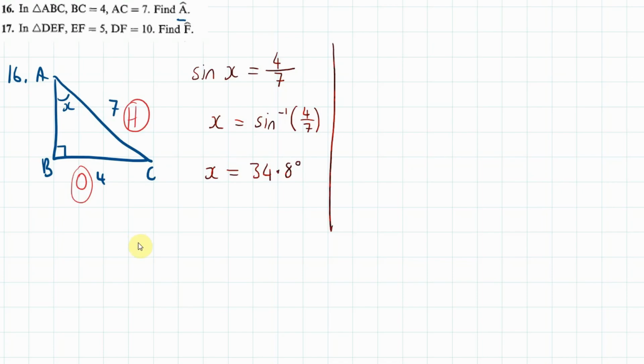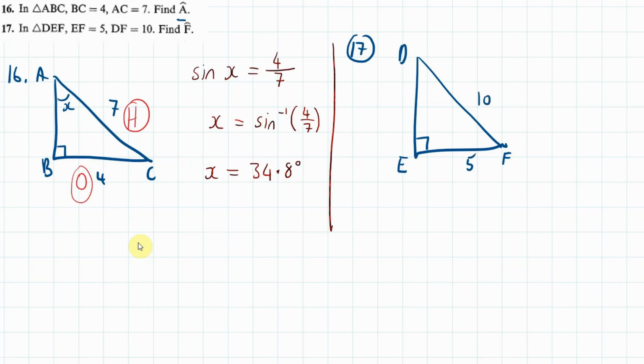Let's try number 17. DEF. Look, it looks remarkably similar to the other one. Remember, it's just a sketch. The middle letter is always going to be our 90-degree angle according to the question if you read the instructions, okay, that are in your book. EF is 5, DF is 10, and we've got to find F. So you can see, we'll call this X. Let's label the things that we've got.